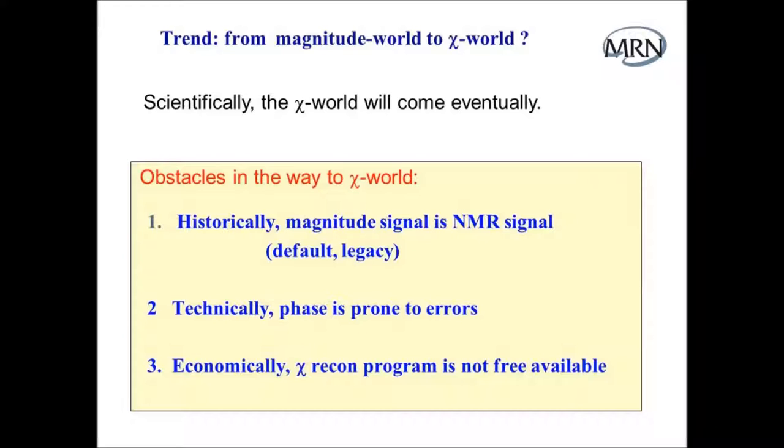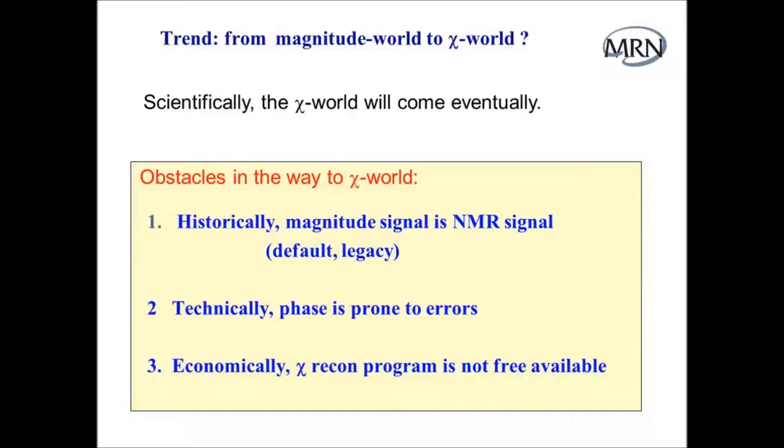So, as I understand this, scientifically speaking, the chi world will come eventually. But right now, it has not come yet. Why? Because I think there are so many obstacles.